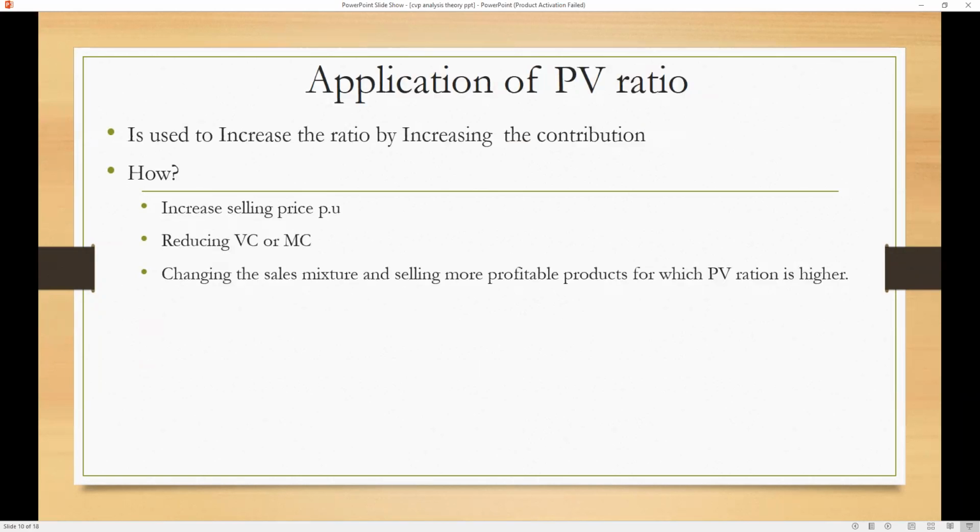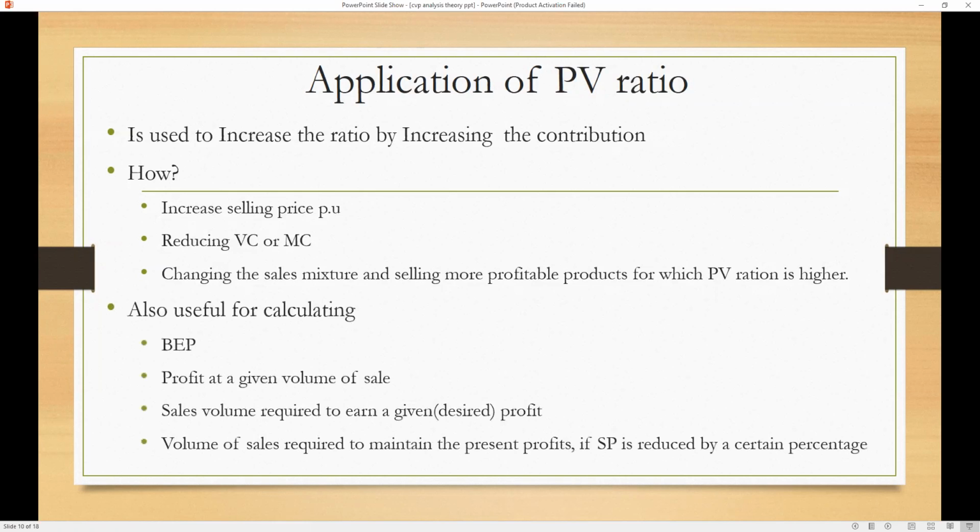How can you do that? Increasing your selling price per unit, reducing your variable cost or marginal cost, and changing the sales mixture and selling more profitable products for which PV ratio is higher. That is the use of PV ratio. So if you want to increase your PV ratio, you are going to change the contribution. To change the contribution, you need to change your selling price or the variable cost. What change? Increase in selling price and reduction in the variable cost. That will definitely lead to a higher PV ratio.